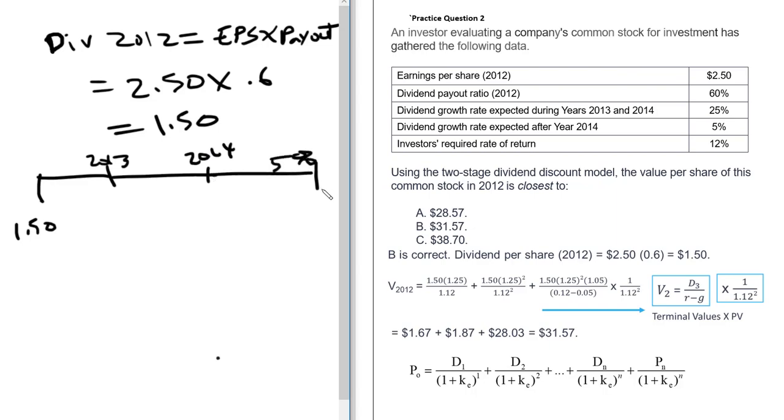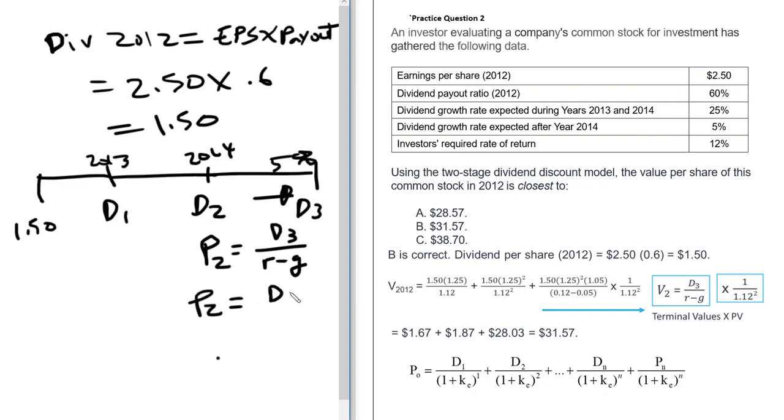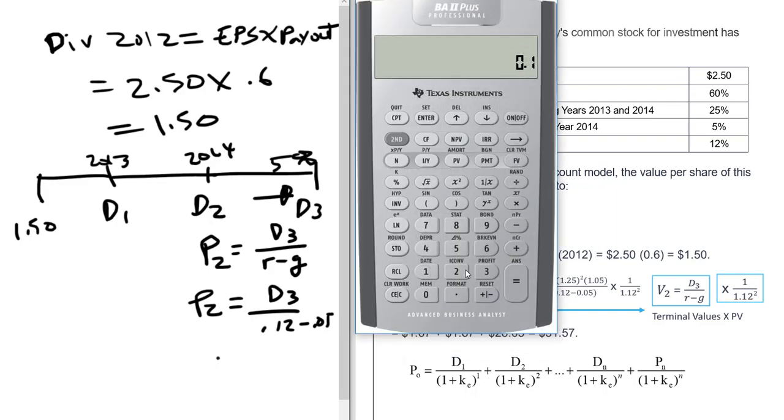That's where our growth rate becomes constant. So we're going to have D1, we're going to have D2, but our D3 is already growing at a constant growth rate, so we can use the Gordon growth model and calculate P2, which is D3 over R minus G. Our required rate of return is 12%, and our growth rate at that point is 5%. So P2 equals D3 divided by 0.12 minus 0.05. Bring up the calculator: 0.12 minus 0.05, I'm sure most of you can do that in your head, is 0.07. So P2 equals D3 divided by 0.07.